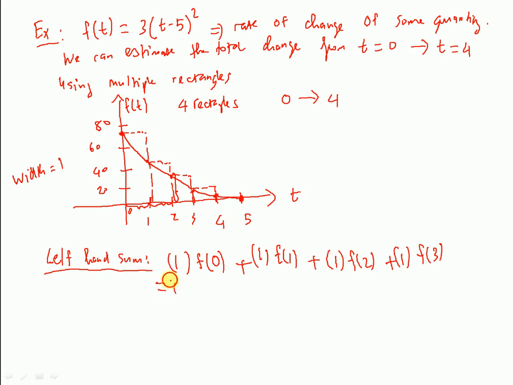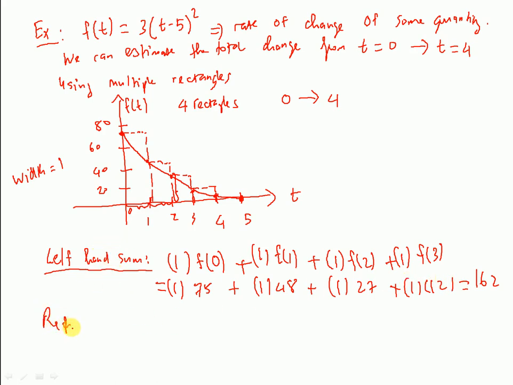And of course, f of 0 is 75, and f of 1 here is 48, and f of 2 here is 27. So 1 times 27, and the last one is just 1 times, I mean 12. Sorry, yeah, 12. Okay, so if you do all the summing together, you get 162. That's for your left hand sum.